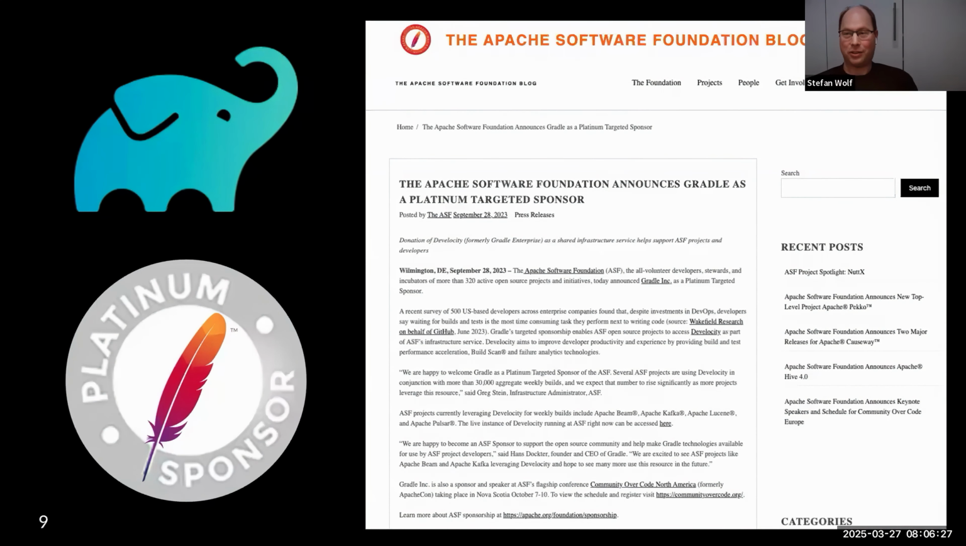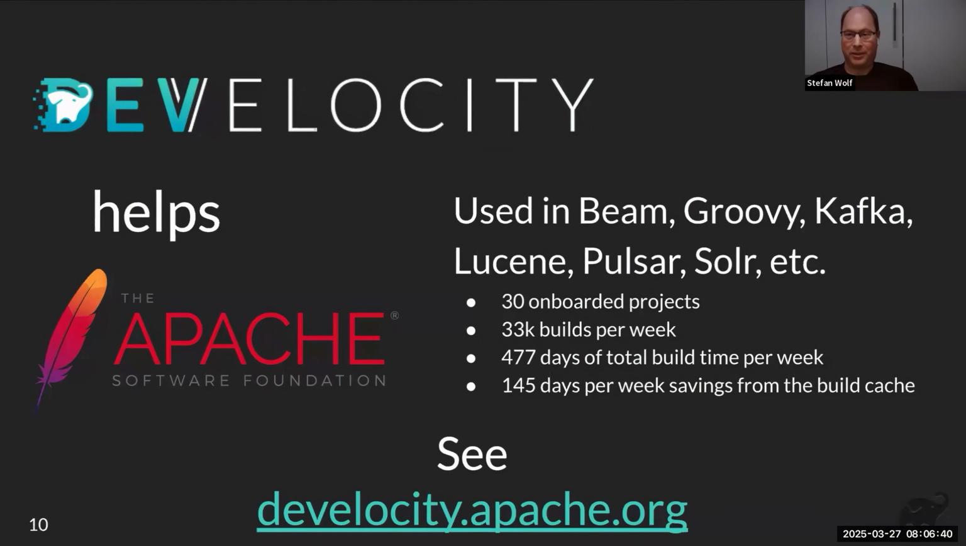We're also sponsoring the Apache Software Foundation by providing a Develocity instance for the Apache Software Foundation, so developers are happy. And yeah, developers of so many popular Apache projects like Apache Beam, Groovy, Kafka, Lucene, Pulsar, and Solr. So 30 of the Apache Software Foundation projects already are onboarded on the Develocity Gradle sponsorship, and they're doing 33,000 builds a week. Those amount to 470 days of total build time per week. And they already get benefits, so they save 145 days per week from using the build cache alone.